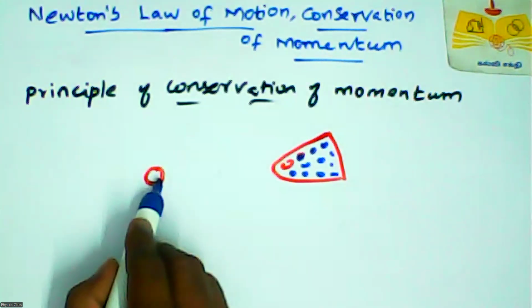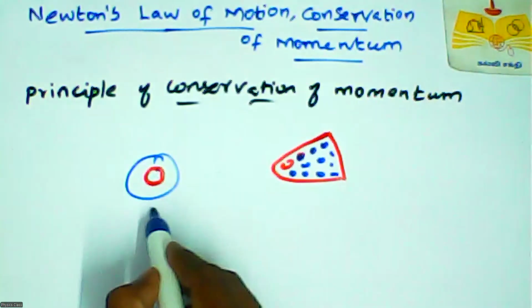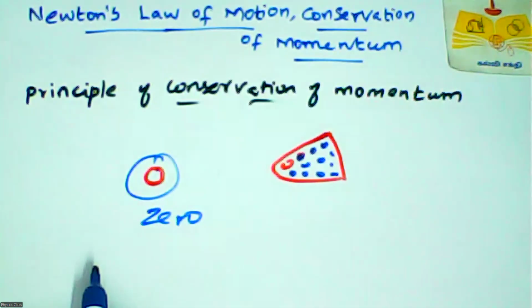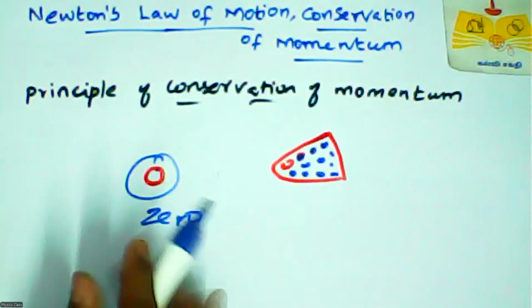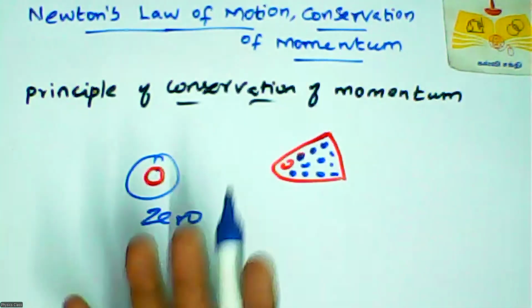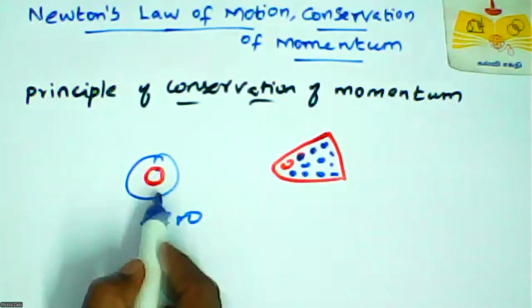So before the break, the total momentum was 0, because that object has mass, but it is at rest. So there is no velocity, so there is no momentum. So total momentum before the collision is 0.